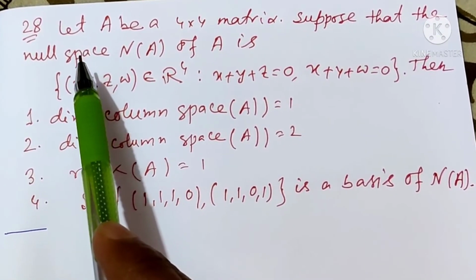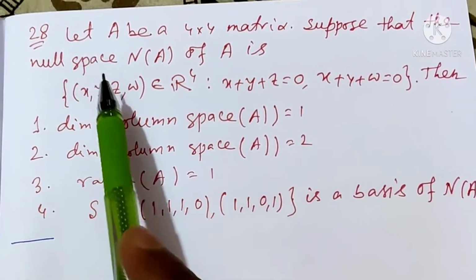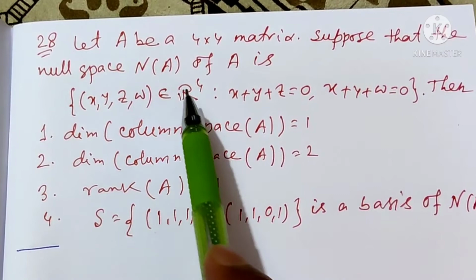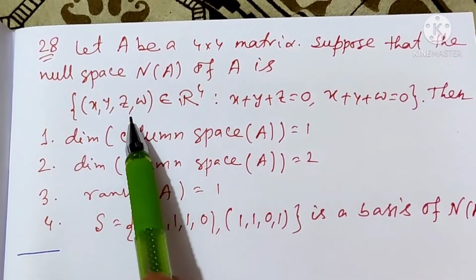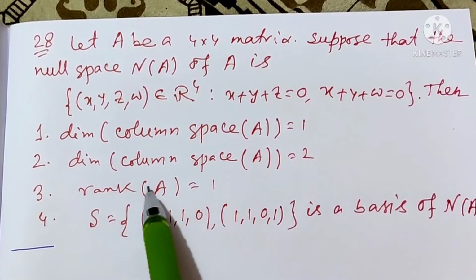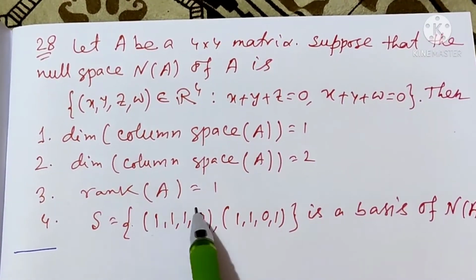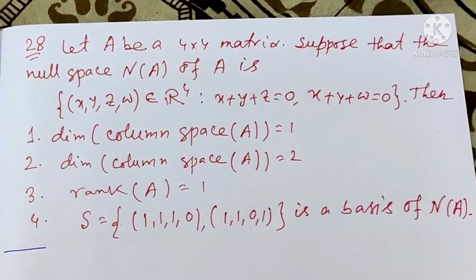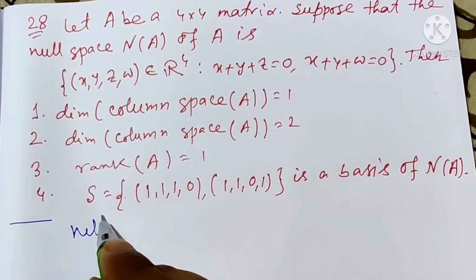2017 June, booklet code B. Let A be a 4 cross 4 matrix. Suppose that the null space of A is this, then dimension of column space equals 1, dimension of column space equals 2, rank of A equals 1, and this is a basis of the null space of A. Let us solve.